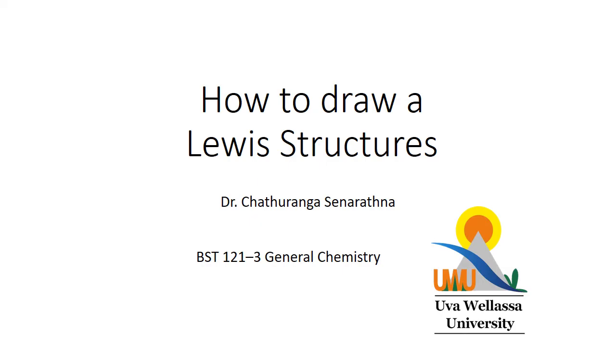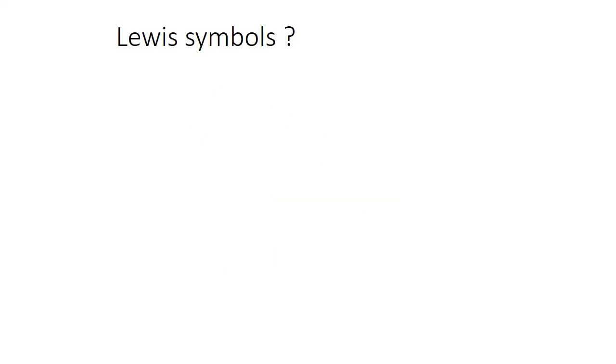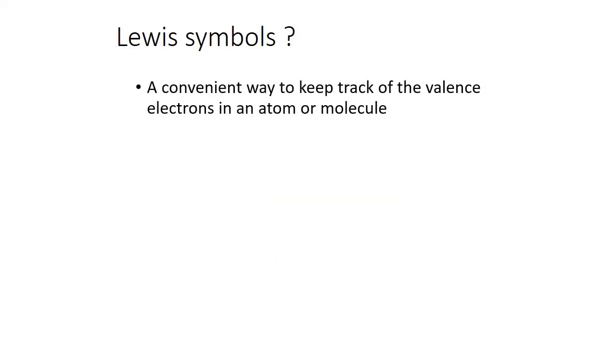Dear student, in this lesson we are going to learn how to draw a Lewis structure. What is a Lewis symbol? A convenient way to keep track of the valence electrons in an atom or molecule, we call a Lewis structure or Lewis symbol.